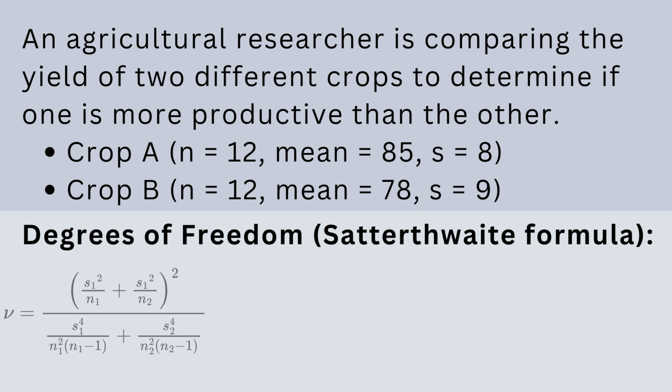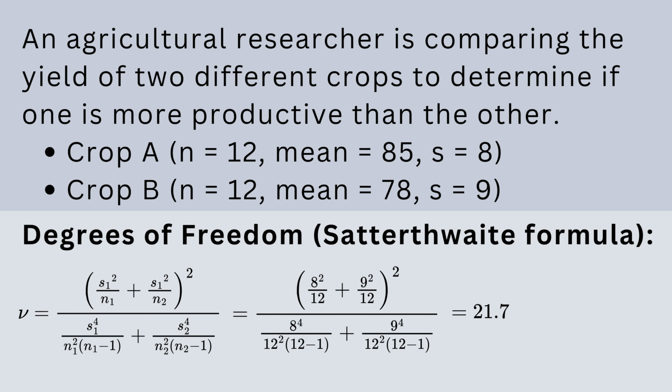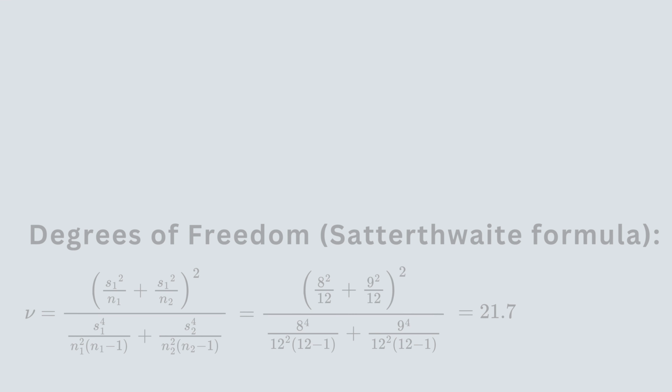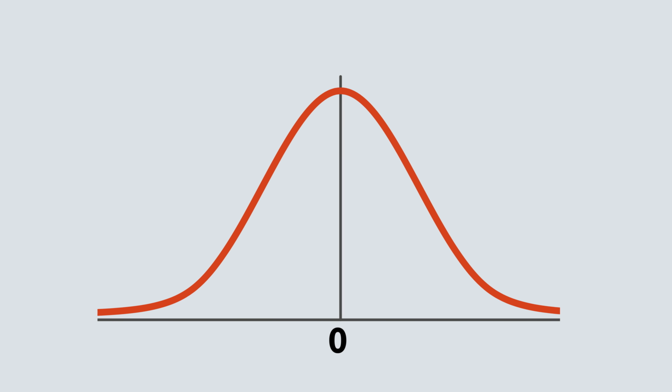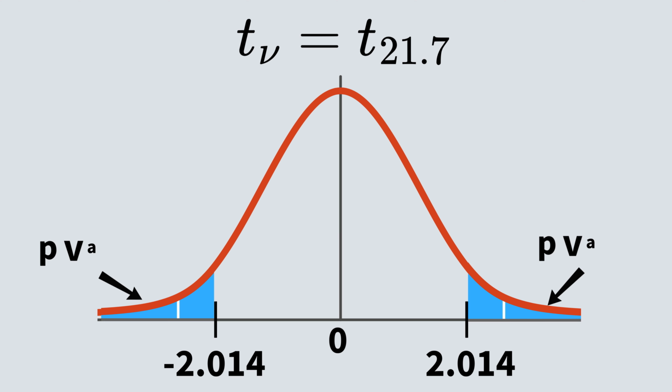For Welch's t-test, the sampling distribution of the mean differences follows a t-distribution. Using the Satterthwaite formula, the degrees of freedom in this case is 21.7. Within the sampling distribution of the differences, which follows a t-distribution with approximately 21.7 degrees of freedom, our t-statistic of 2.014 falls in the right tail. However, since we are conducting a two-tailed test, our p-value is represented by the combined area in both tails that lies beyond the absolute value of 2.014.